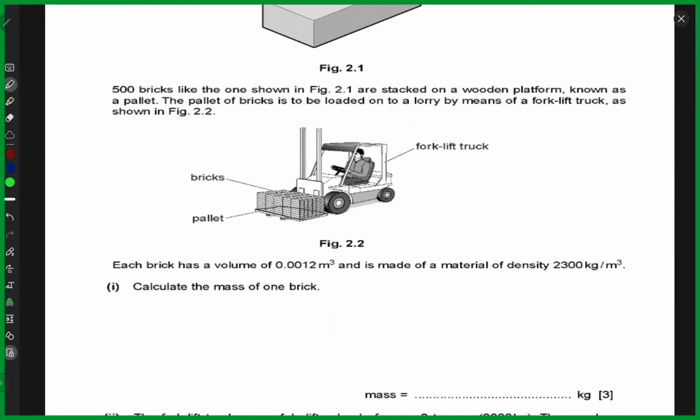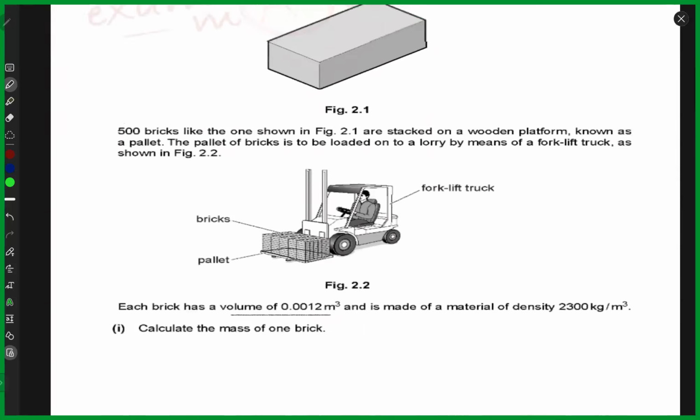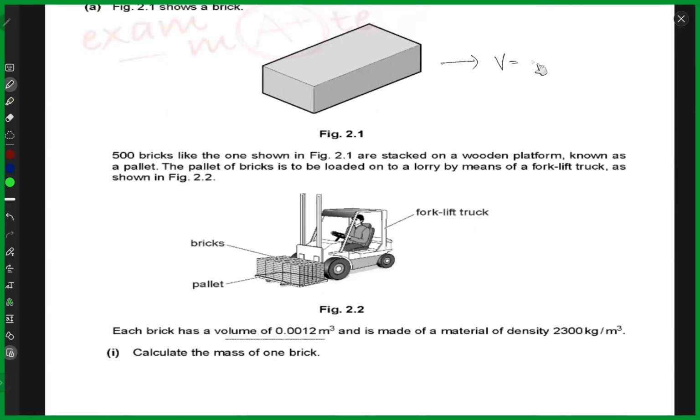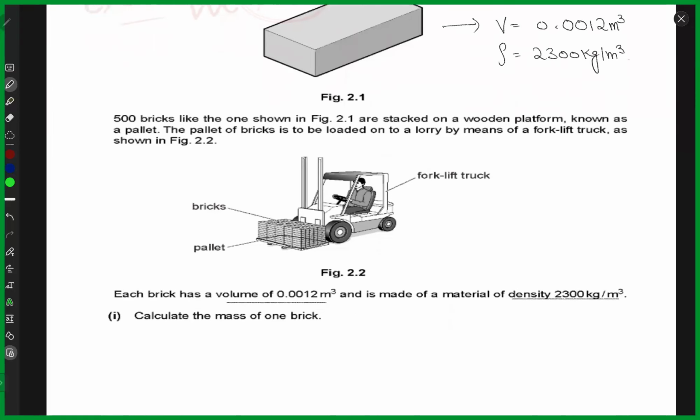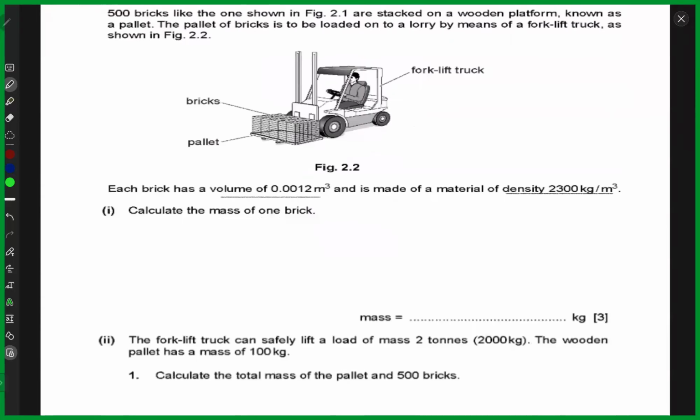Now each brick has a volume of 0.0012 meter cubes. So this volume is for this brick. All right. And it's made up of a material of this density. So the density for just one brick is 2300 kilograms per meter cube. So that's the density for one brick. They're asking you to compute the mass of one brick.